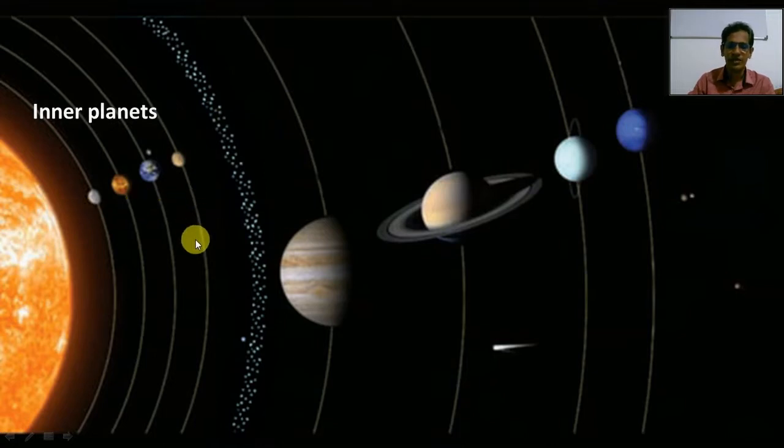Right? The planets located away from Jupiter are called outer planets. Right? Mercury, Venus, Earth, Mars are inner planets. Jupiter, Saturn, Uranus, Neptune are outer planets.